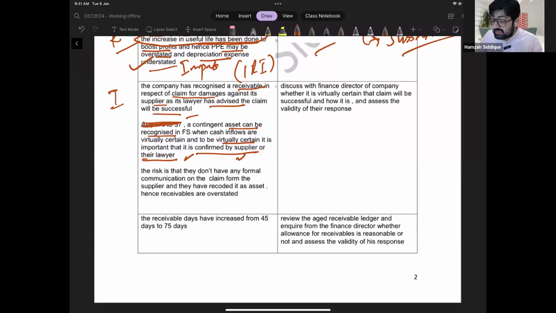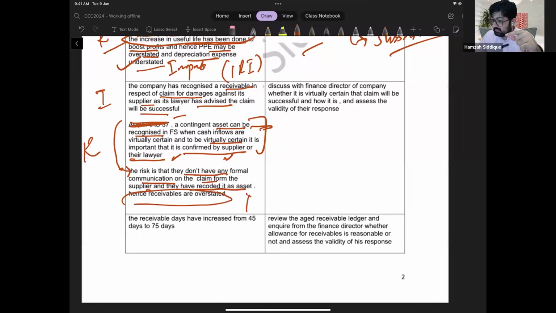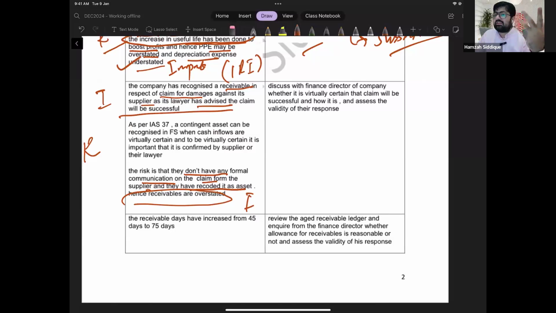So now this is the risk being explained here. How is the risk arising? The risk is that they don't have any formal communication on the claim from the supplier, and they have recorded it as an asset, and hence this is the impact. Now the point is, if a student writes directly that the claim may be successful, and there is a risk that they have recorded incorrectly, and they don't explain it, do you think they will get marks? No, they will not, because you are not specific, you are not discussing in detail.